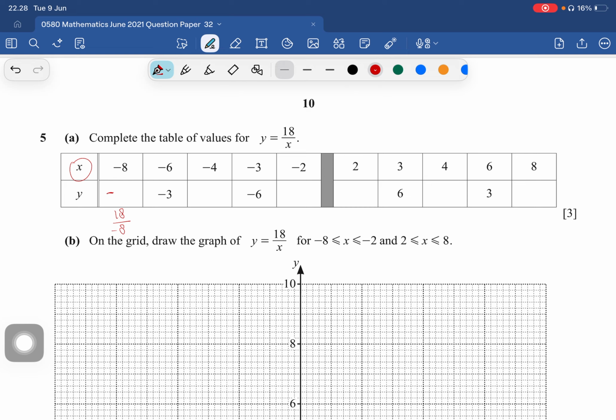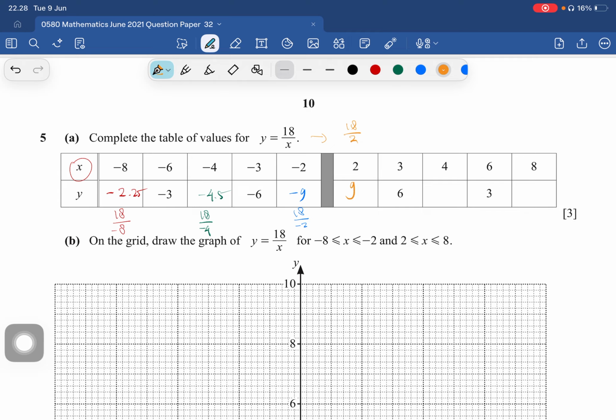So this is negative 2.25. Next, when x equals negative 4, 18 divided by negative 4 gives negative 4.5. When x equals negative 2, just substitute: 18 divided by negative 2 gives negative 9.